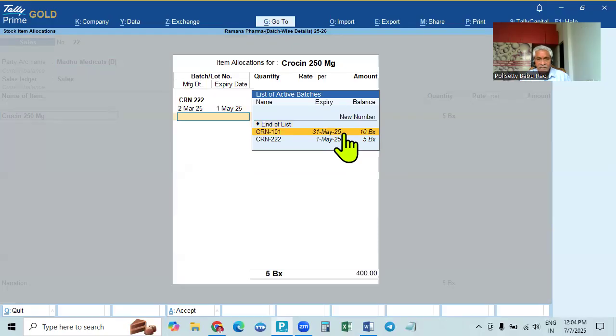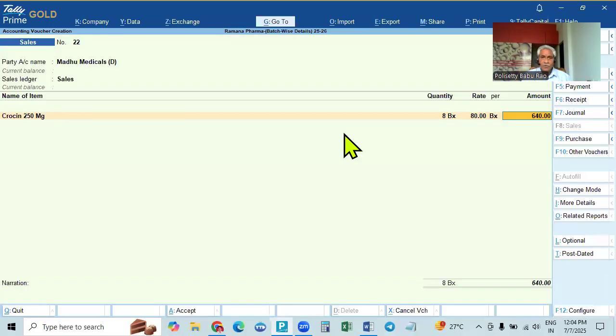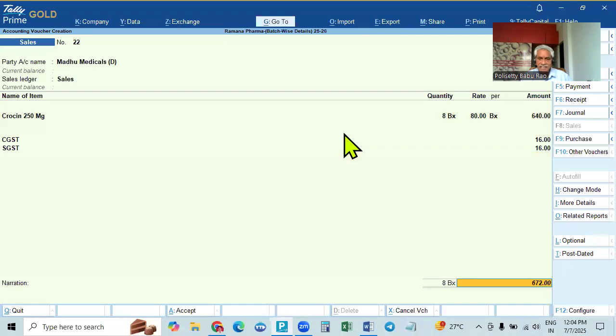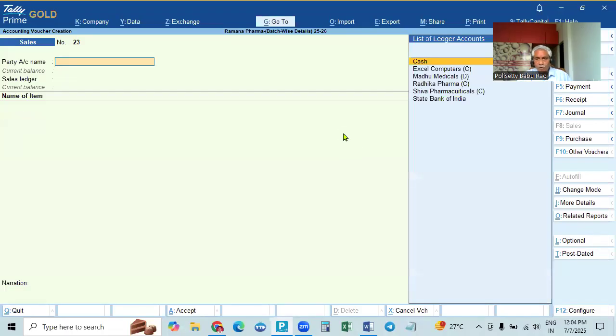So select the other batch, which is expiring later. In this we sold 3, but the rate will be the same. Batches will be different, but the rate of the product will be the same in one sale. And here only these 3 numbers will be taken. Then come down, CGST, SGST. For everything you have to give CGST, SGST. Okay, it's over.